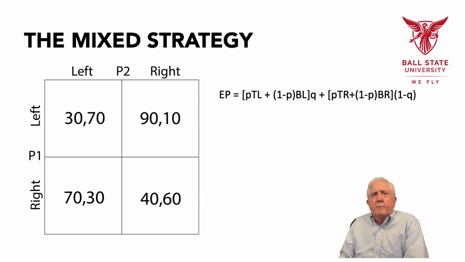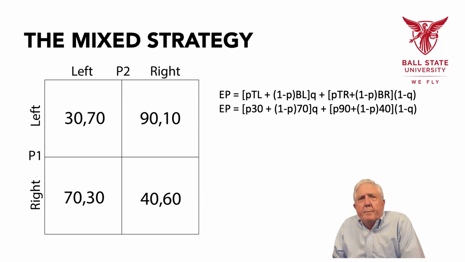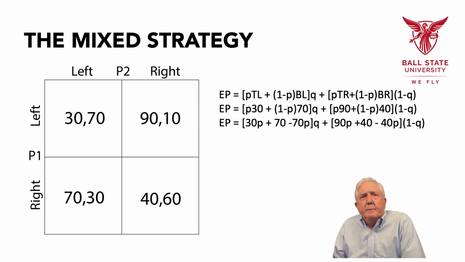So let's go through and solve this equation. The first thing that we have to do is put the payoffs in. So now it becomes (P30 + (1 - P) times 70) times Q plus (P90 + (1 - P) times 40) times (1 - Q). Now if we multiply this out, we get (30P + 70 - 70P) times Q plus (90P + 40 - 40P) times (1 - Q).